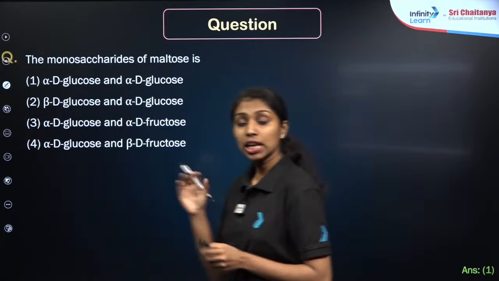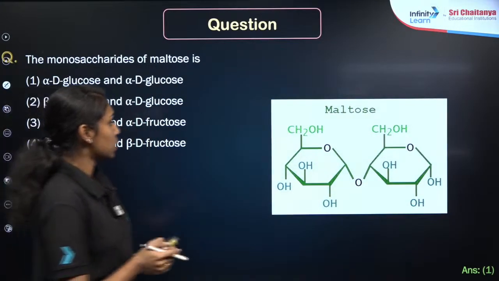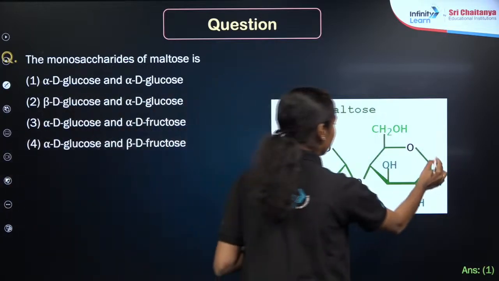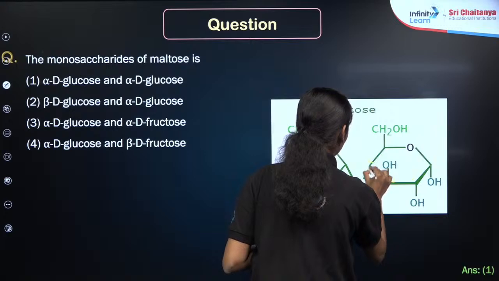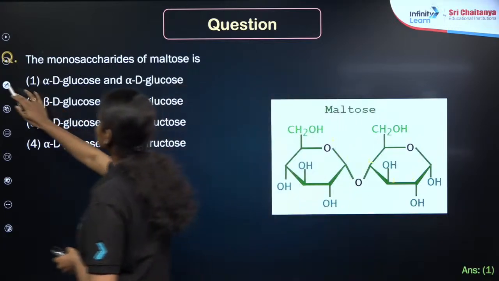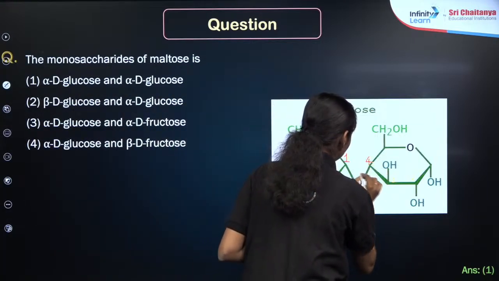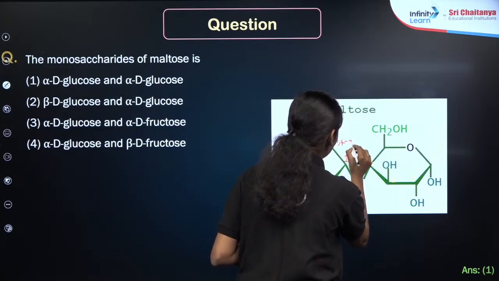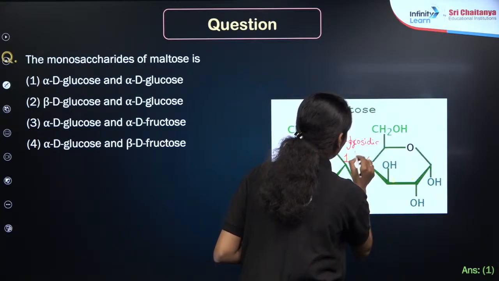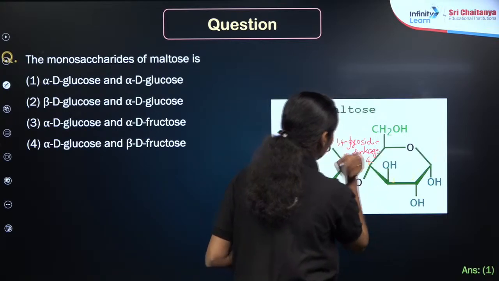Whenever two alpha D glucose molecules are combined together, as you can see over here, right? Combined together, we can say that there will be a glycosidic linkage between here, right? There will be the 1,4 glycosidic linkage between two alpha D glucose in the case of the maltose molecule, right?